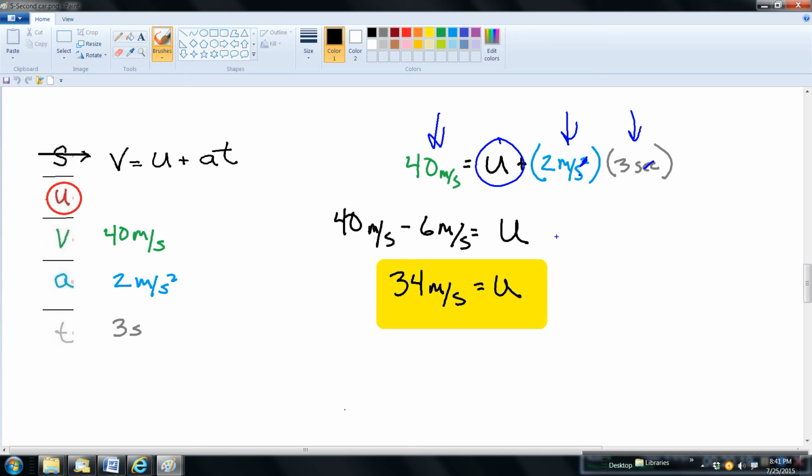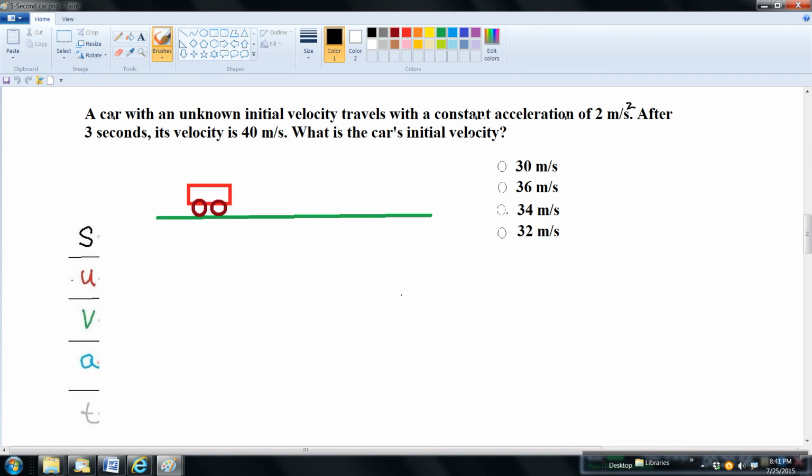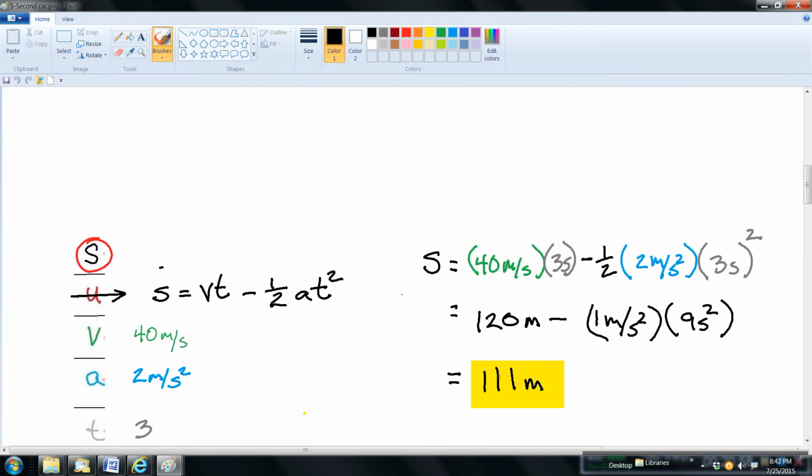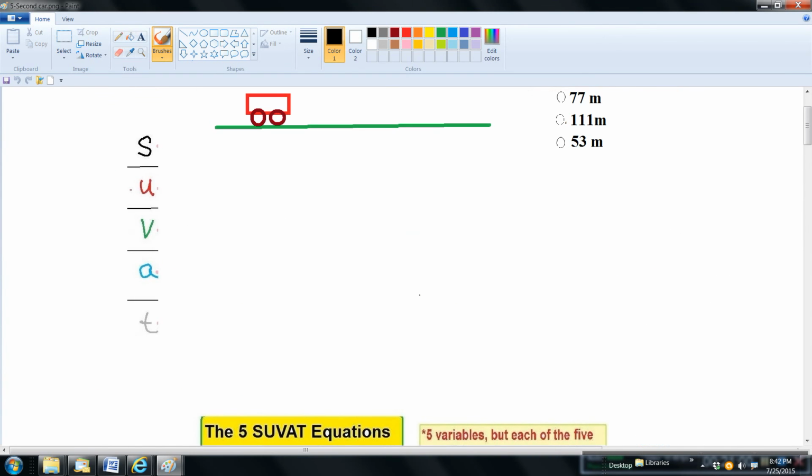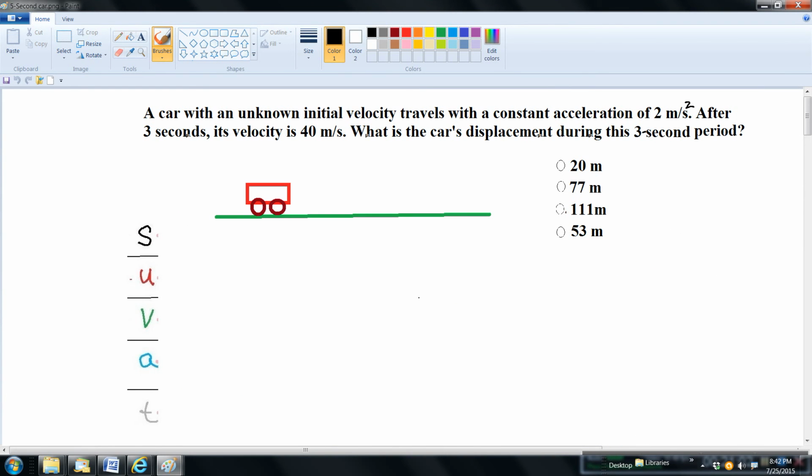This will cancel one of the seconds on the bottom. So we end up subtracting 6 meters per second from 40 meters per second, and we find that our initial velocity was 34 meters per second. Okay, now that makes sense if you think about it. This is one of those problems that after you do SUVAT a while, you won't need to do it. You could do that in your head, but I want you to know how to solve this with SUVAT.